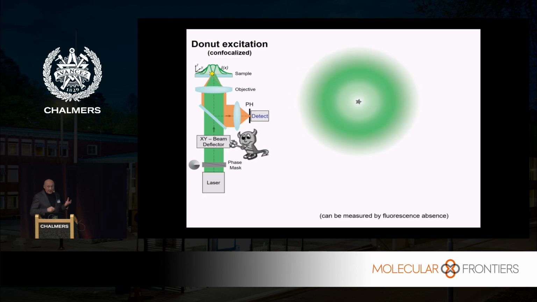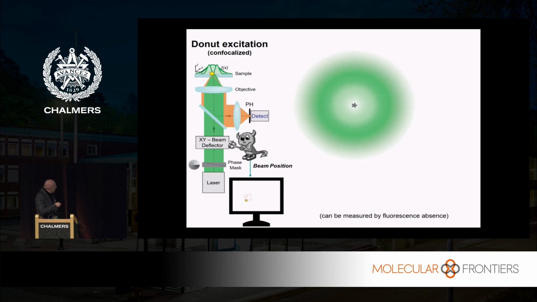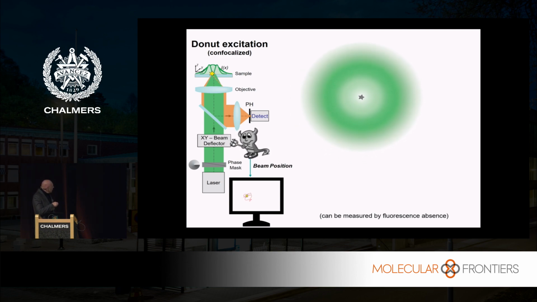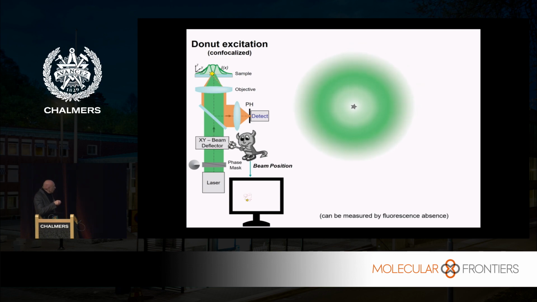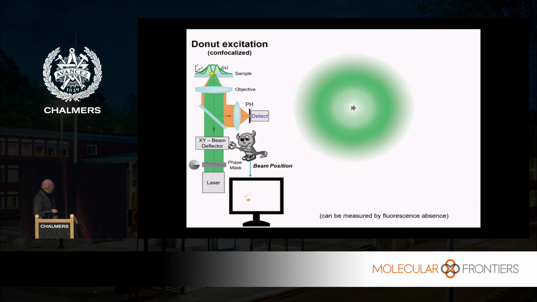Okay? So what does that mean? If the zero of the excitation beam donut always coincides with the position of the molecule, of course there will be no fluorescence emission. That's very clear. Not only that, the demon can perfectly trace the position of the molecule, simply because the actuation on the beam deflector, or the position of the donut, would be identical with the position of the molecule. So the demon can perfectly trace the position of the molecule.